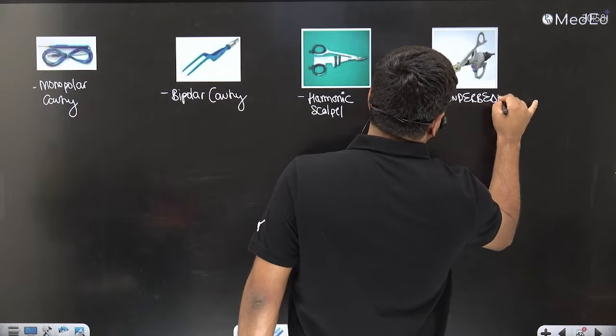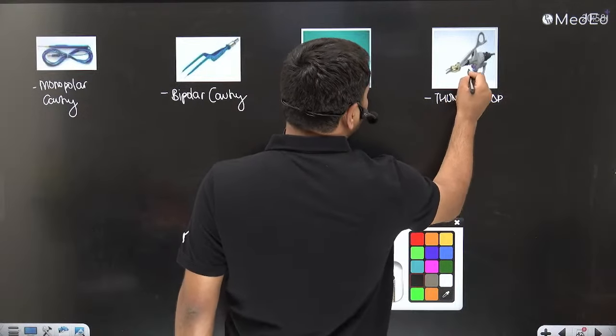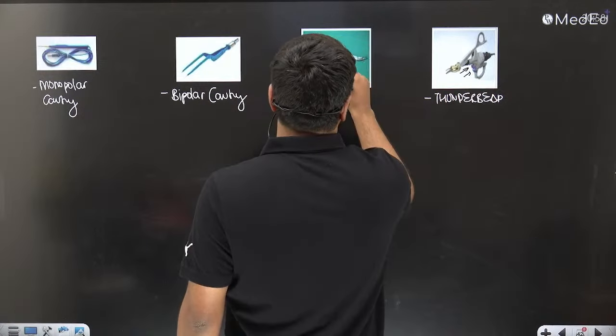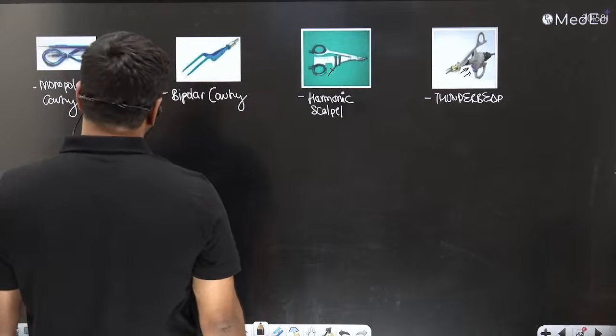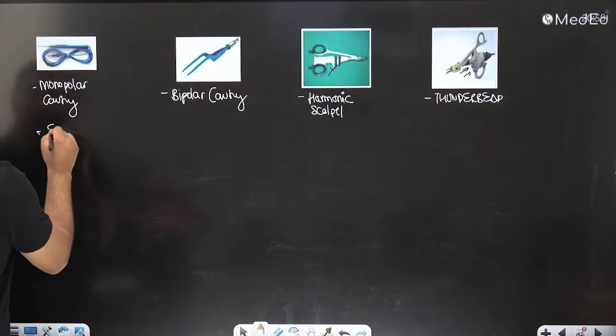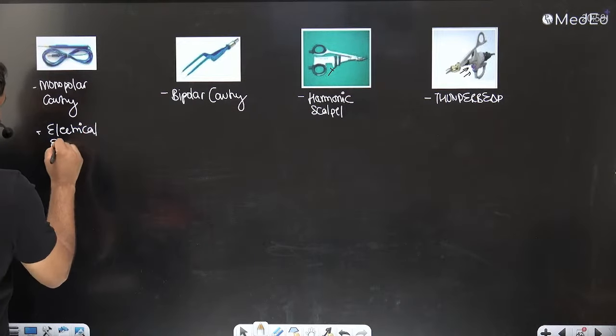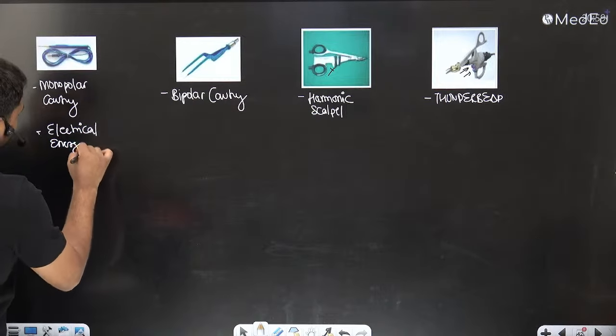There's your thunderbeat. When you talk about the thunderbeat, you will have two buttons. Harmonic, no button at all, right? That's how you remember. Now, remember the energy source that you're going to use. Monopolar uses electrical energy to work.